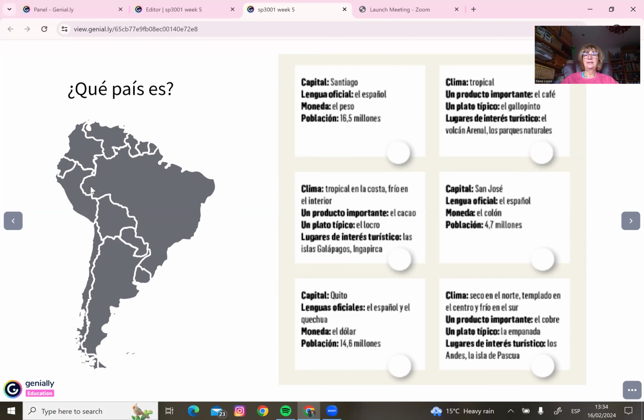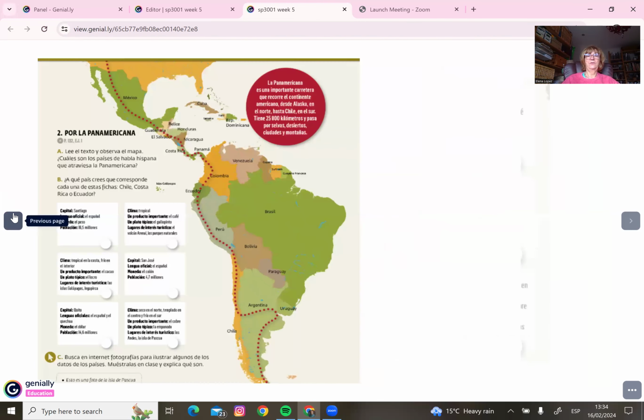So, segundo país, tenemos capital San José, lengua oficial el español, moneda el colón, población 4,7 millones, so it's a small country compared to los 16,5 millones de Chile. More information about this country, el clima es tropical. Un producto importante es el café, the coffee is an important product. Un plato típico es el gallo pinto, typical dish, el gallo pinto. Y lugares de interés turístico, el volcán Arenal y los parques naturales.